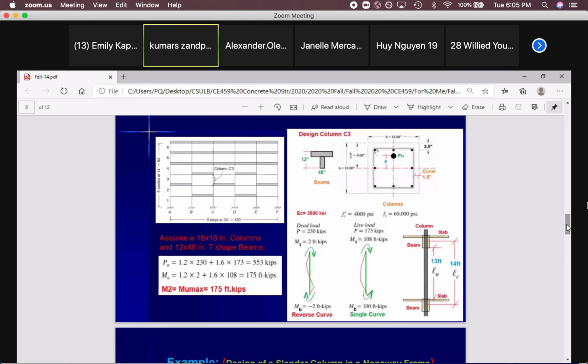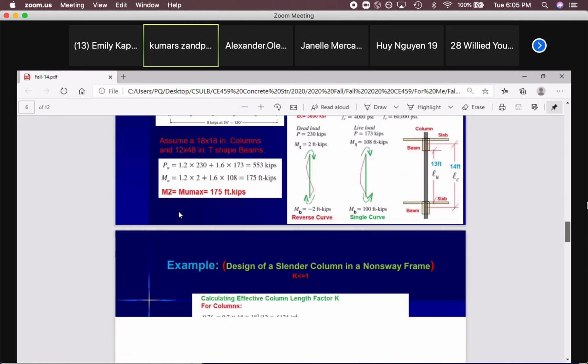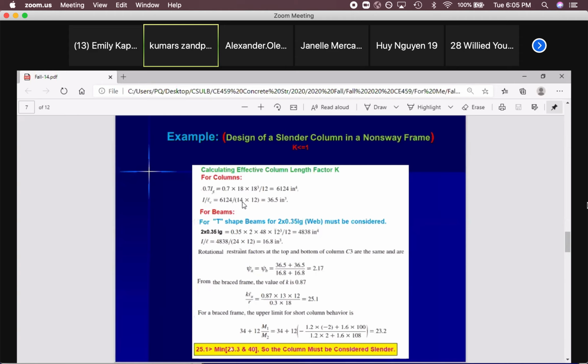So for this K factor, you should go with LC. So 14 feet times 12 to convert to inches. So I over LC, because I is in inches, and then LC should be in inches as well. Okay, we calculate this. For the beams, it should be T section. And for rectangular, 48-inch BW, H was 12. So 12 to the power 3, because H times B divided by 12, because it's T section, times 2 times 0.35. You can remember why 2, because of the T. So this is a cracked section.